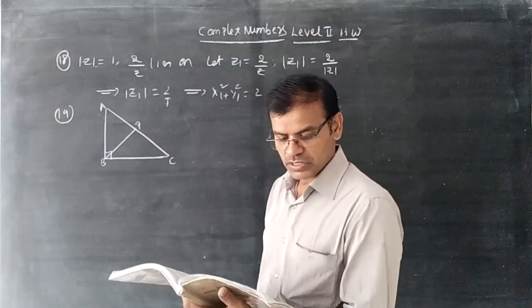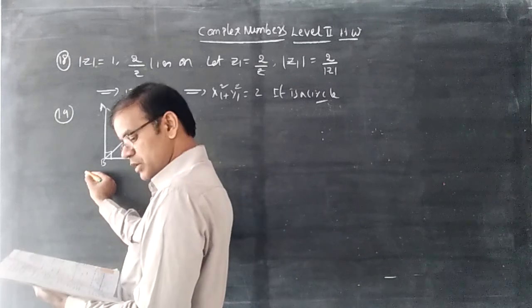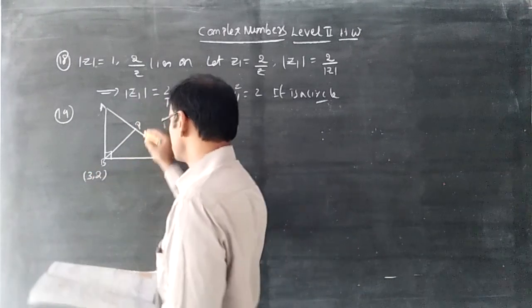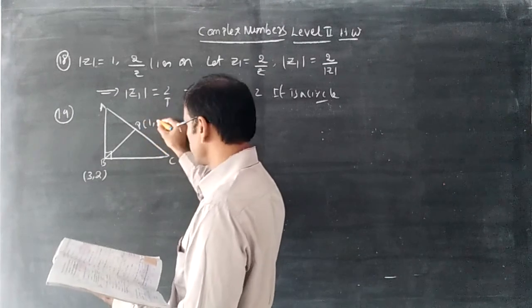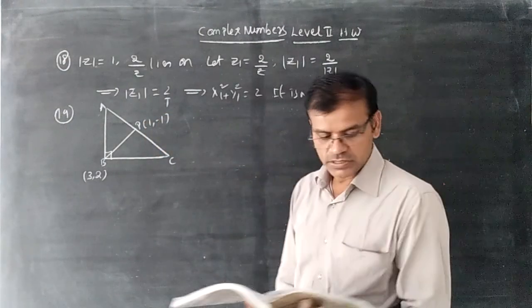That one he mentioned. B and the midpoint P of AC are represented, B he given as 3 comma 2. P he given as 1 comma minus 1. Then other vertices are dash.